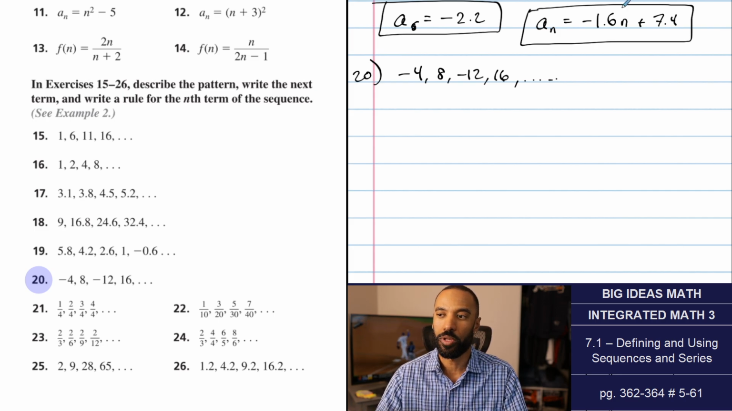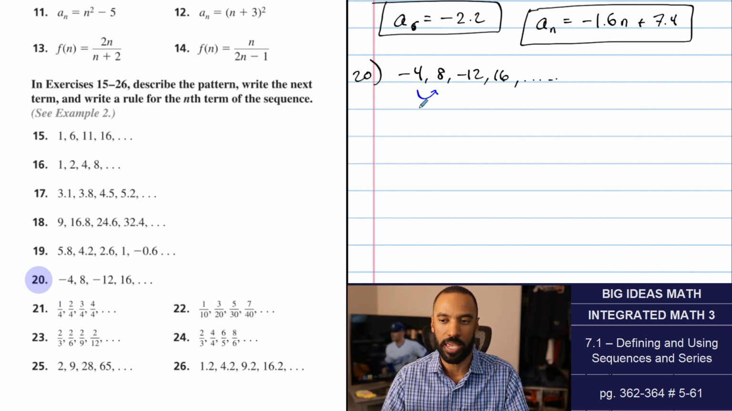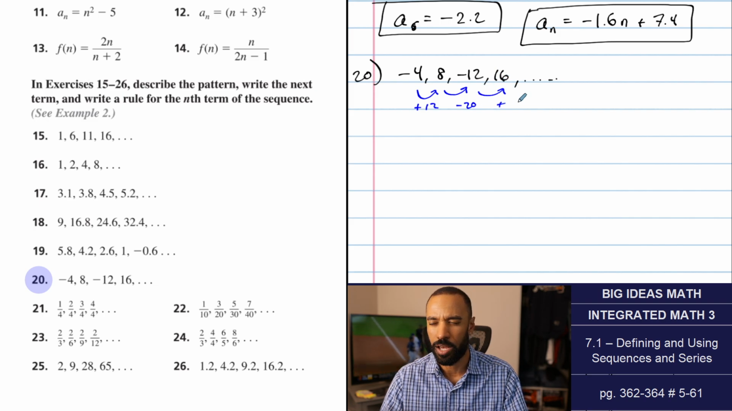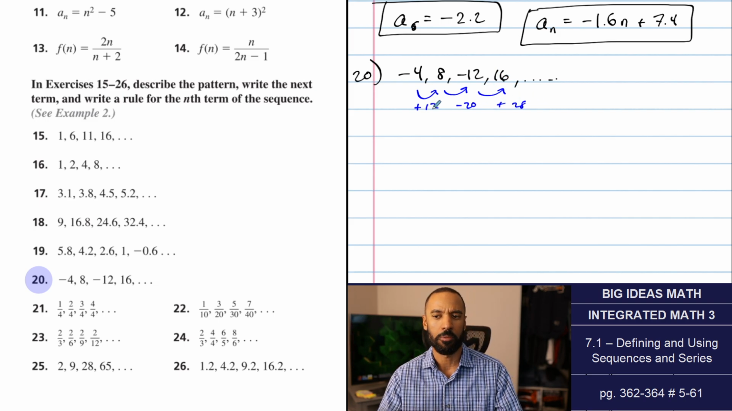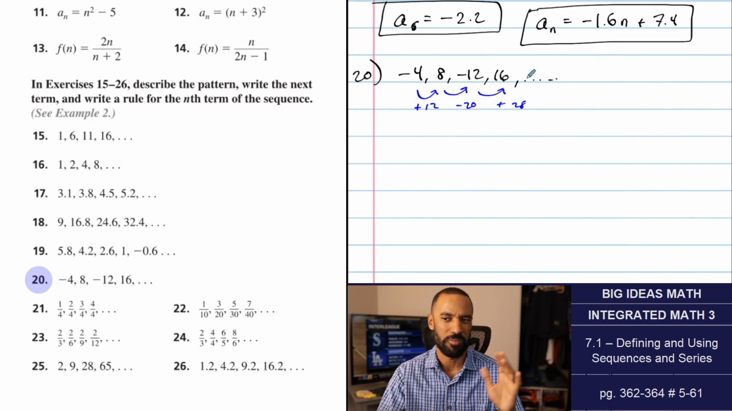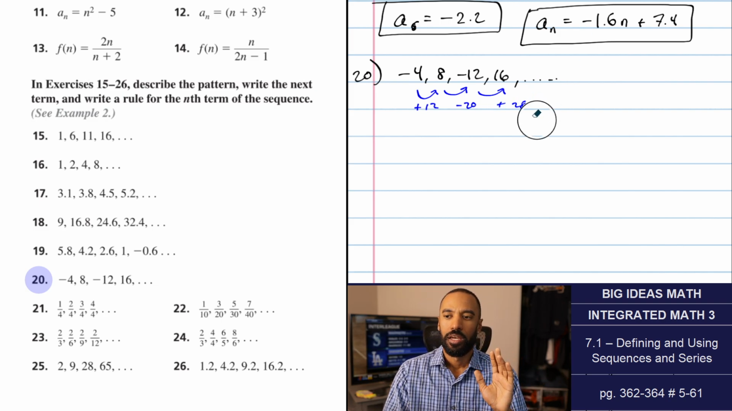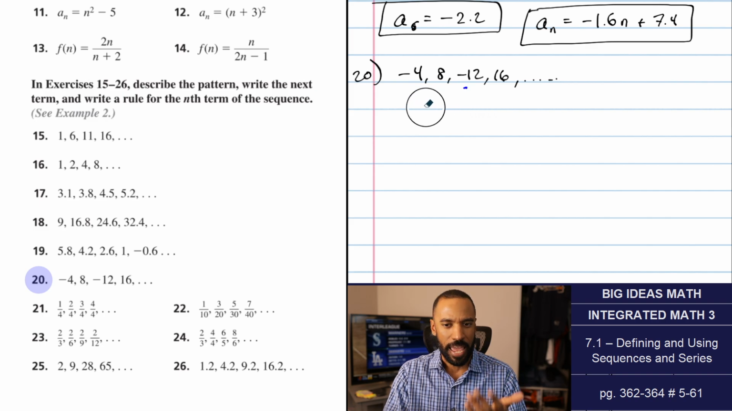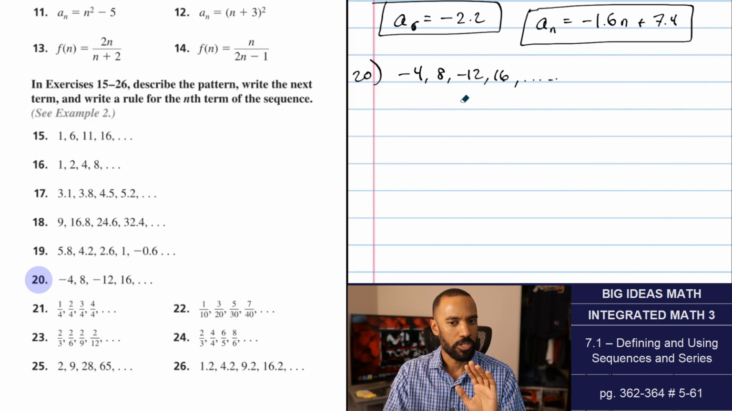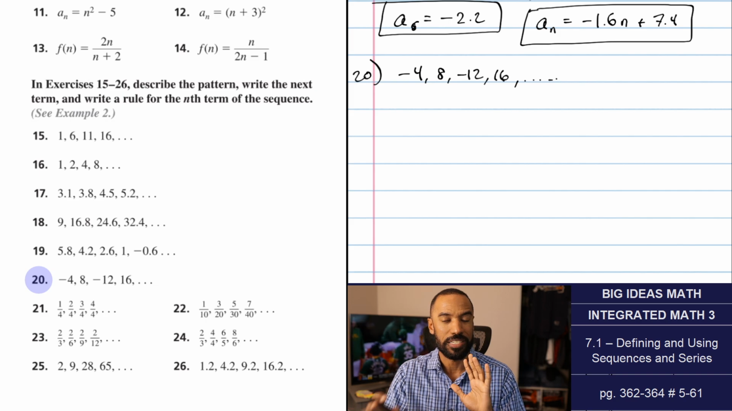Now, when you look at this, you might say negative 4 plus what is 8? Oh, it's plus, I don't even know, plus 12. And then right here, 8 to negative 12 is minus 20. And then here it's plus 28. And that gets a little weird. Maybe you can tell something that you're doing from one term to the next. I kind of can. I don't know how to give it a name for what it is. I'm going to say that straight off the bat. I don't know how to say what type it is.